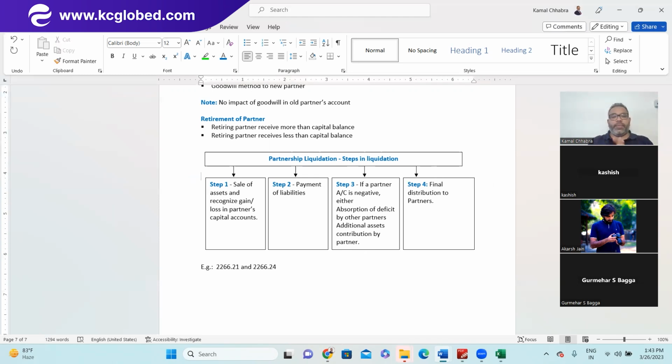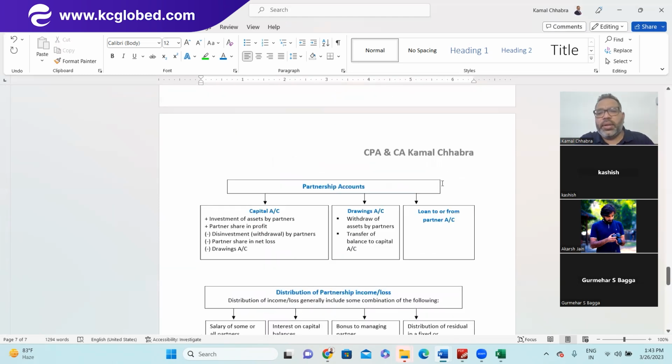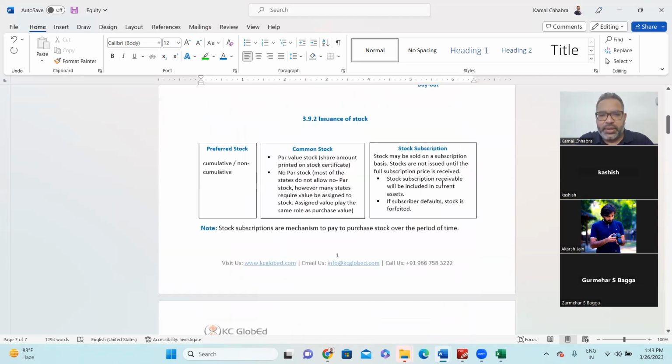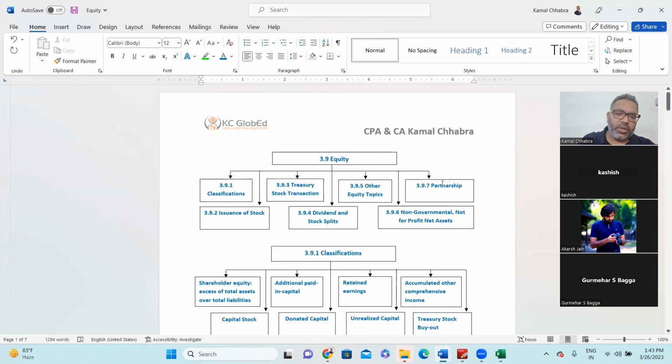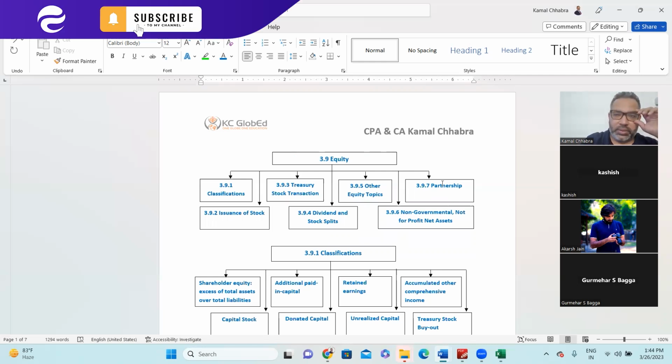Right, so we are done for the partnership also. So this is all in the equity. If you see, we have covered classification of equity, issuance of stock, treasury stock, dividend, stock split, other topics of equity. And then we have done 2 special topics. One is non-governmental, not-for-profit, net asset accounting, how they need to disclose the equity, like only the net assets. This detailed topic is in chapter 5, which we will be doing in detail in the non-governmental, not-for-profit account and the governmental accounting. And then the partnership, we have discussed all categories of partnership equities.